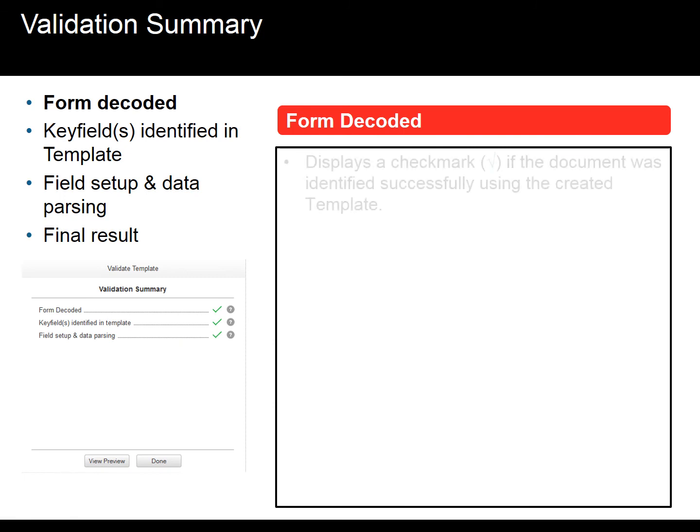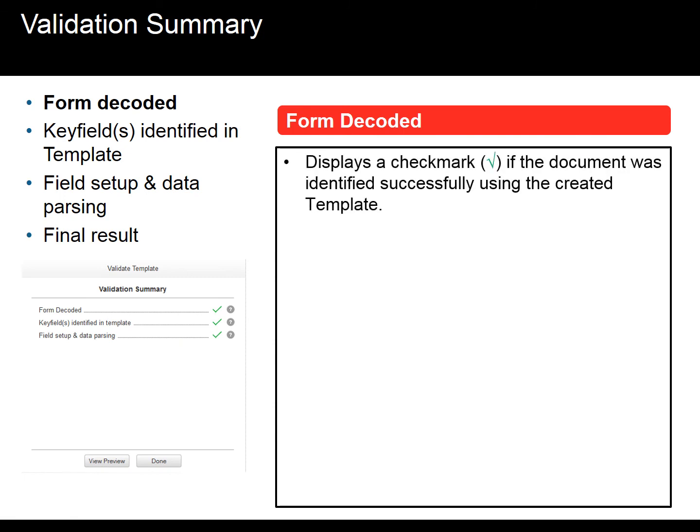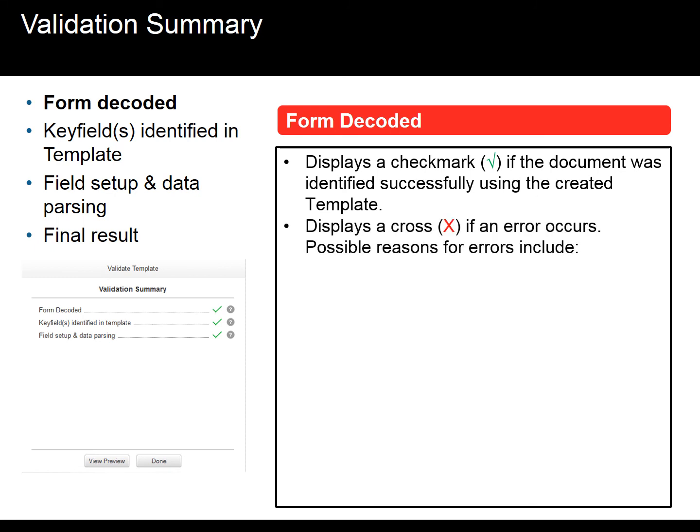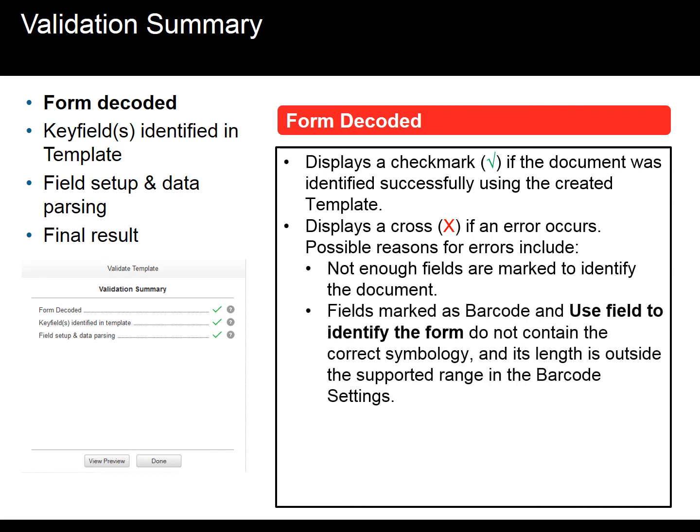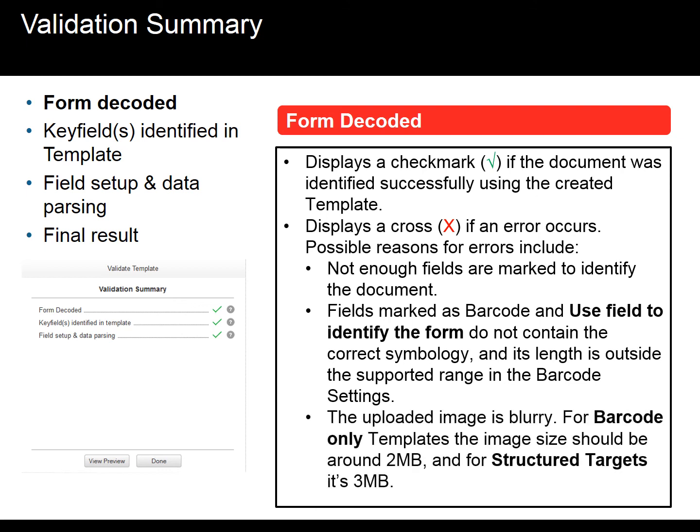Form Decoded displays a check mark if the document was identified successfully using the created template. It displays a cross or X if an error occurs. Possible reasons for errors include: not enough fields are marked to identify the document, fields marked as barcode and used to identify the form do not contain the correct symbology, or its length is outside the supported range in the barcode settings, or the uploaded image is blurry. For barcode-only templates, the recommended image size is 2 megabytes, and for structure targets, it's 3 megabytes.